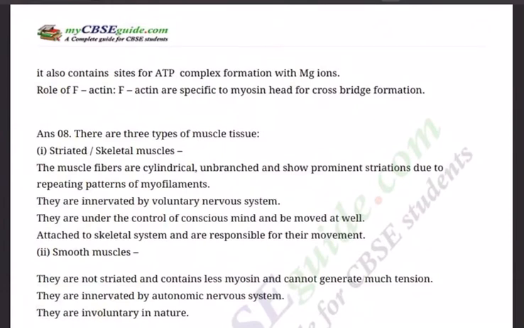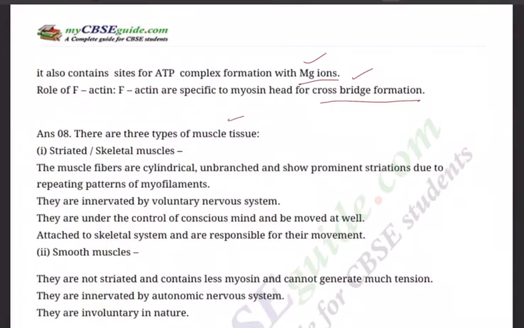It also contains sites for ATP complex formation with magnesium ions. Role of F-actin: F-actin sites are specific to the myosin head for cross bridge formation. Remember, yesterday we were talking about the cross bridge formation in the mechanism of muscle contraction. So these play a crucial role in that.